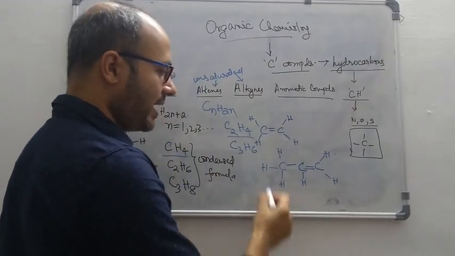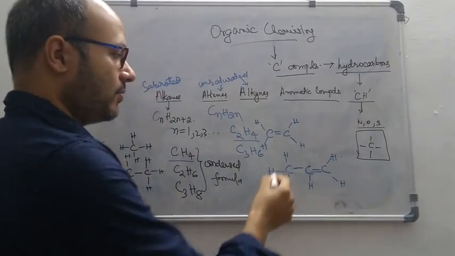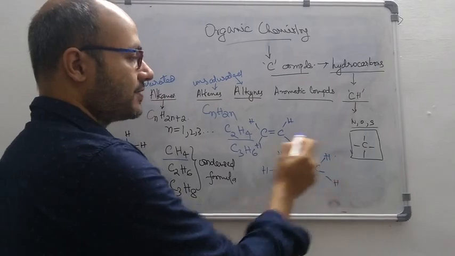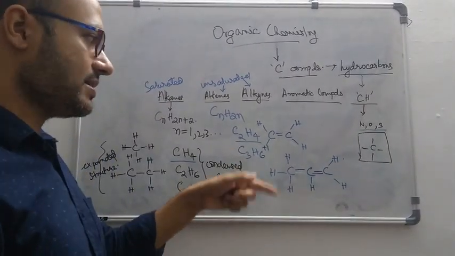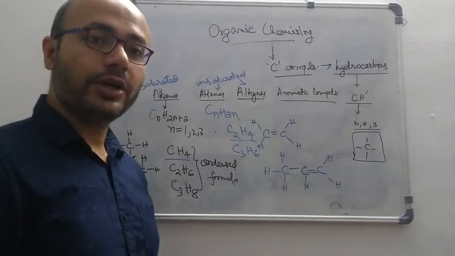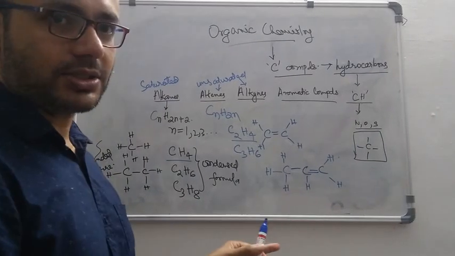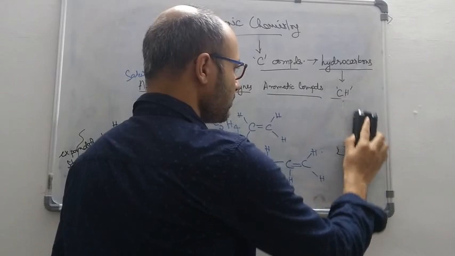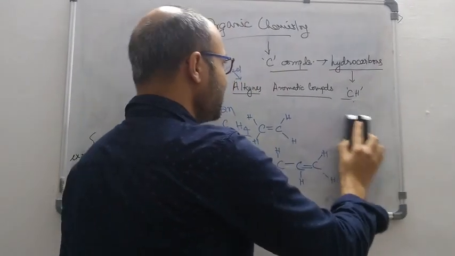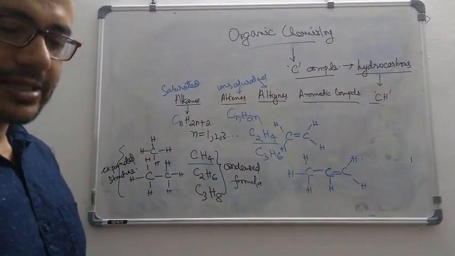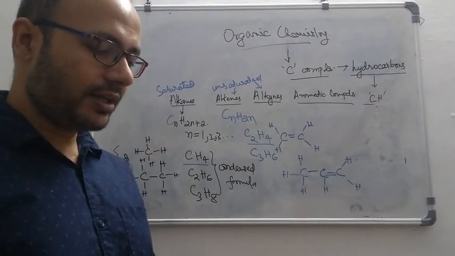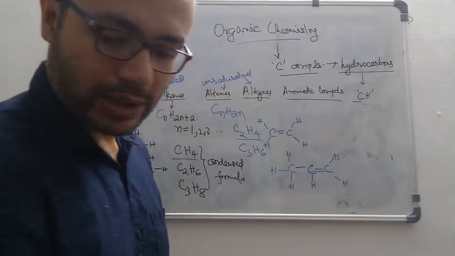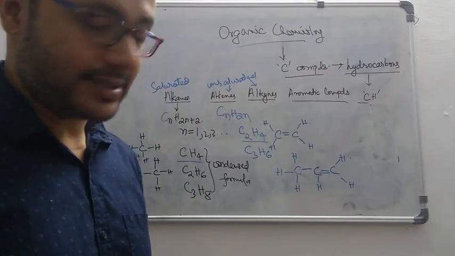So it is C3H6. So this is how you write the structure for your multiple bonds. This you should keep in mind always. This is for double bonds. So alkenes are basically compounds having double bonds. Okay. Now let's look into what alkynes are.